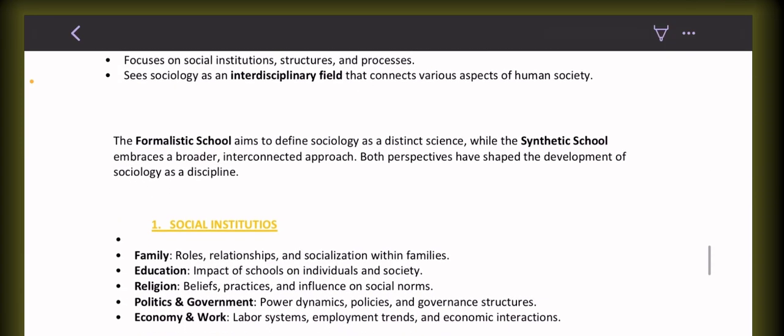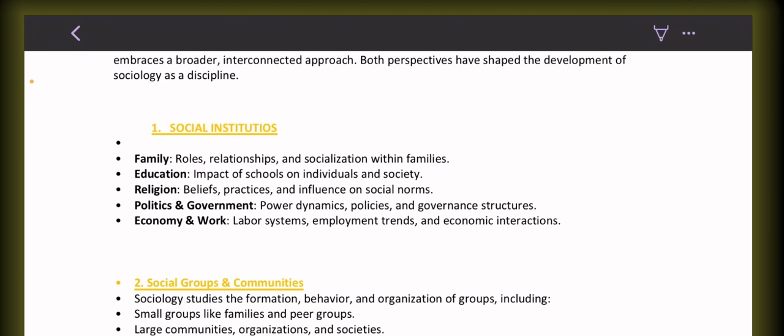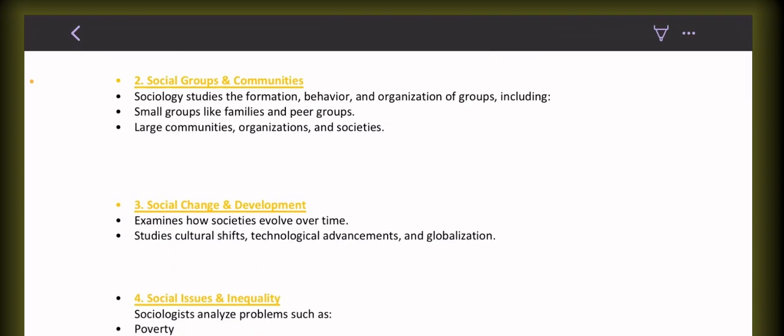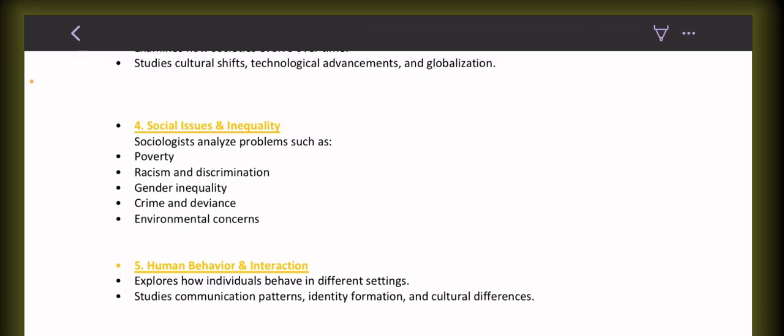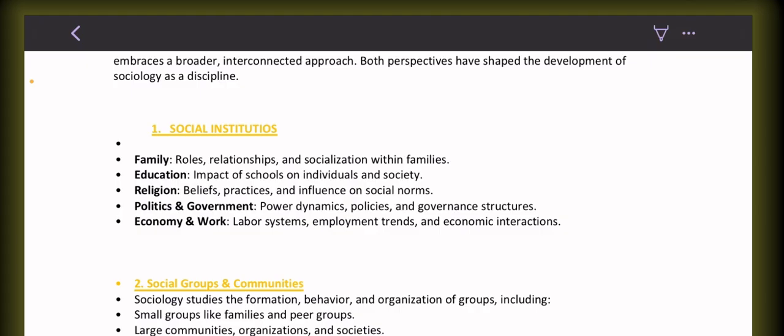Now let's try to understand the scope of sociology in easier language. In easier language, we can categorize the scope of sociology into five categories. First, social institutions. Second, social groups and communities. Third, social change and development. Fourth, social issues and inequality. Fifth, human behavior and interaction. Actually, there are many scopes of sociology. It means sociology comprises many aspects of society. But I have selected only five sections.